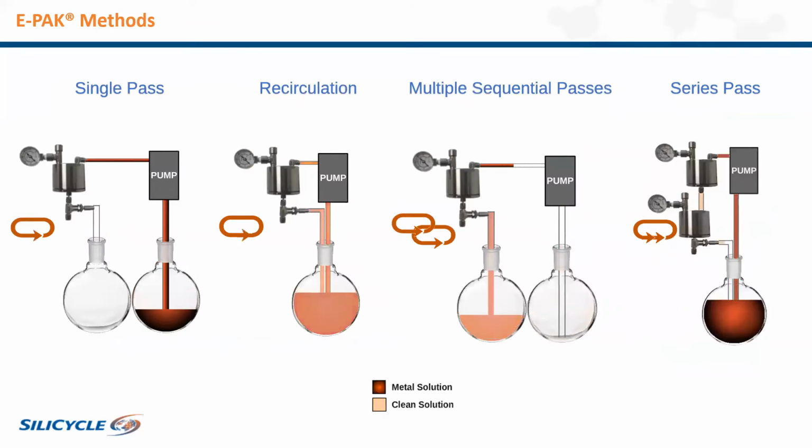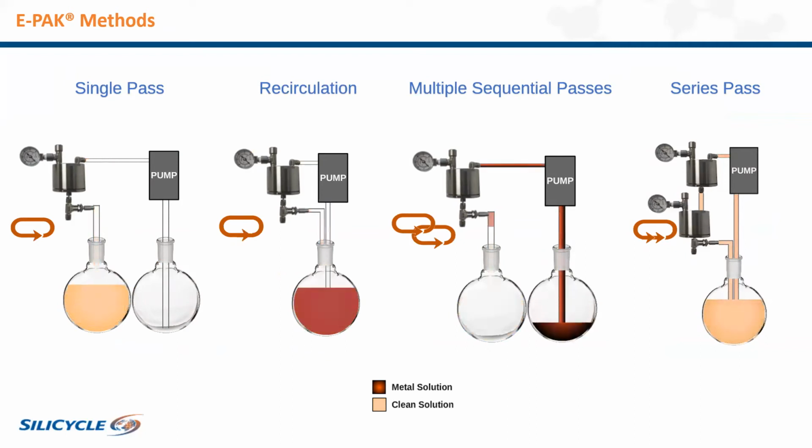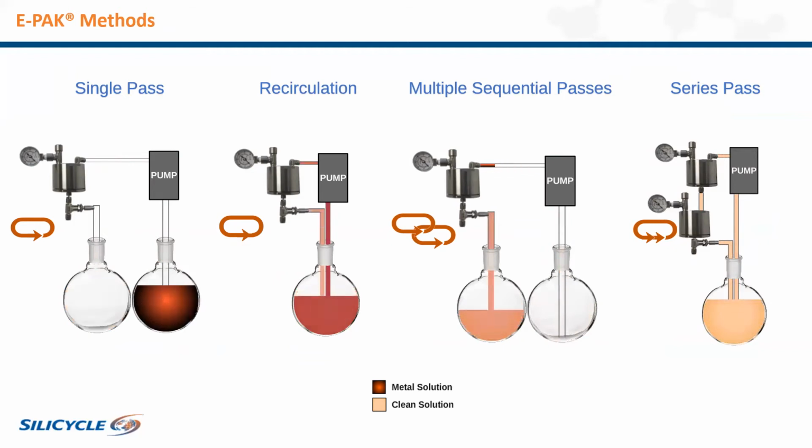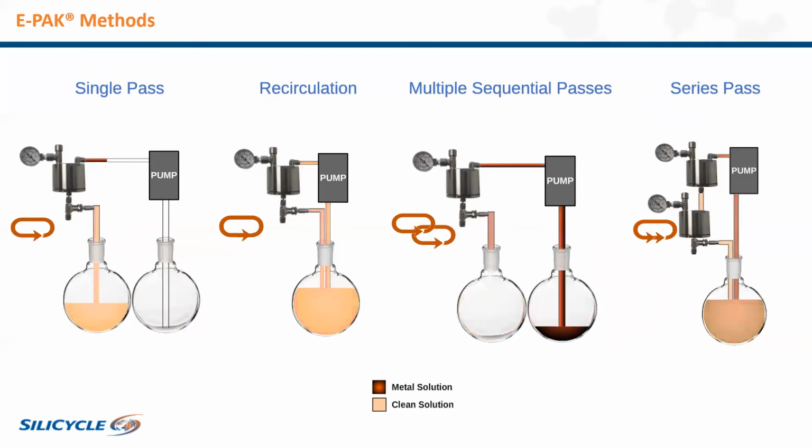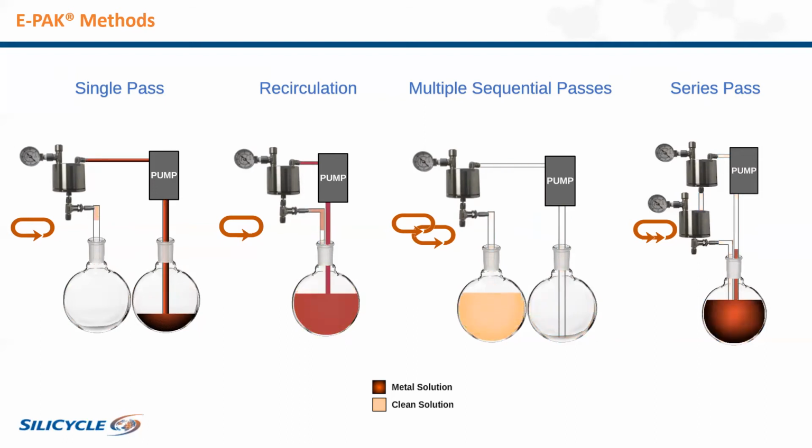The most common one is a single pass, where you have your solution going through the cartridge and then going into another vial purified. You can have recirculation, where you have your solution going through the cartridges several times. You can have multiple sequential pass, where it goes from one housing to the next one and then goes back the other way, going through the cartridge. And you can have series pass, where you can have multiple cartridges, where your solution can actually go through different types of cartridges, removing the impurities.